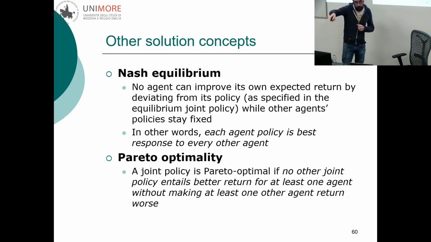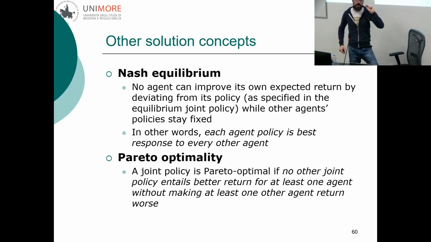if our policies are in a Nash equilibrium, this means that I have no chance of improving my expected return without persuading other agents to change their policies. That's what it means. Okay? If the joint policy is a Nash equilibrium, any individual agent has no chance to get a better expected return unless it can persuade at least another agent to modify the policy.